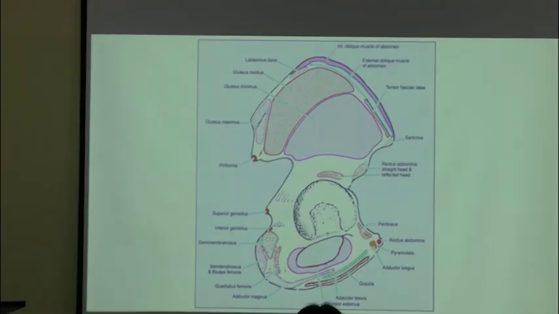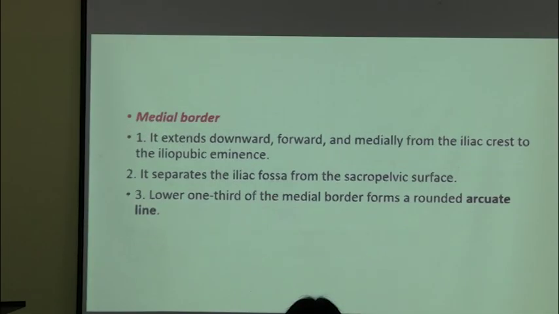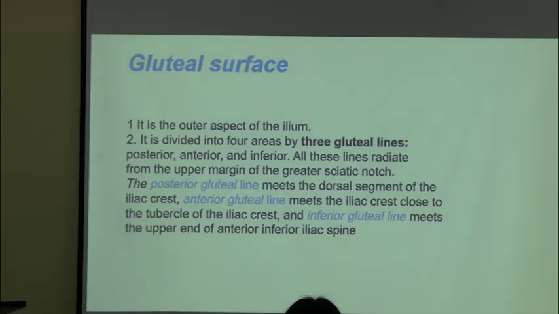You can see this is the posterior gluteal line, anterior gluteal line, inferior gluteal line. So which muscles are attached here? Gluteus maximus, because this is the gluteal region. Here gluteus medius, and here gluteus minimus, and below the inferior gluteal line the rectus abdominis muscle is attached. Okay, now write down the points.